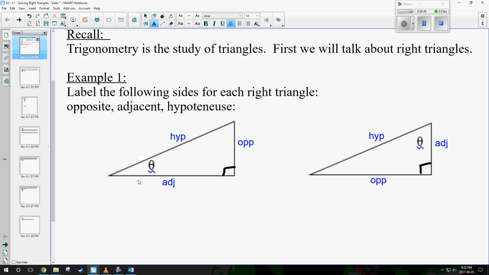So depending on where our angle sits, based on which angle we're given in our triangle, we have to label our sides appropriately based on which is opposite and which is adjacent. And that's important when we move on to actually solving for one of these sides, because it'll change the equation that we're going to use a little bit.